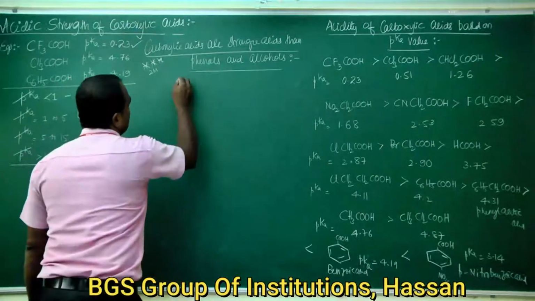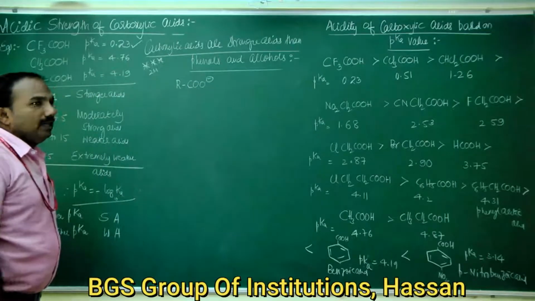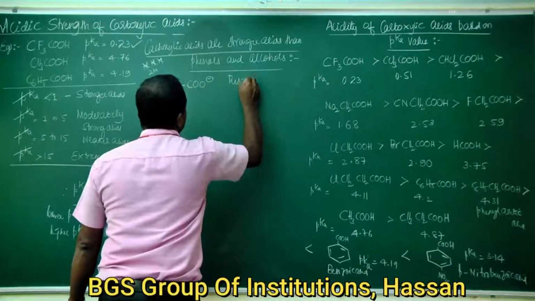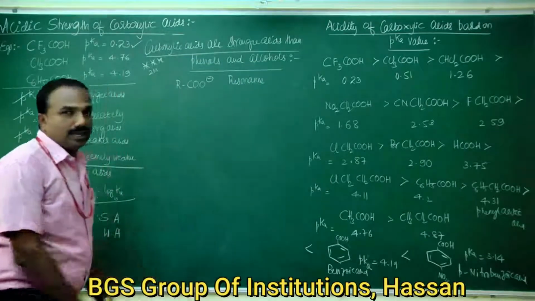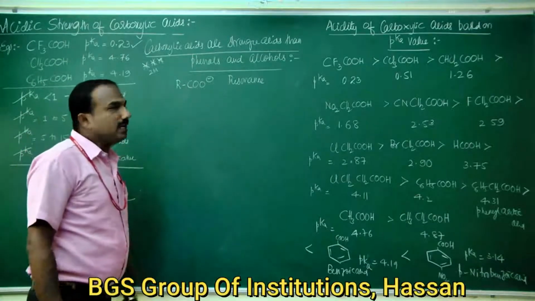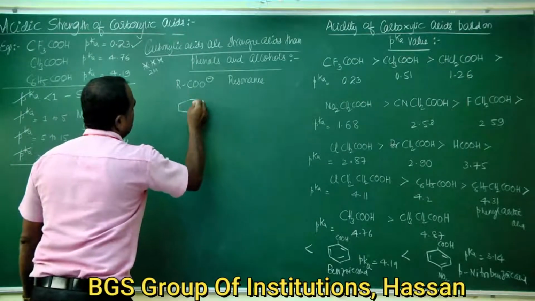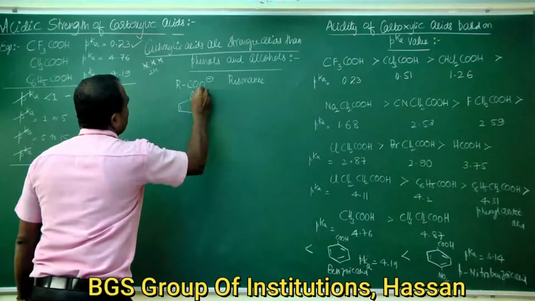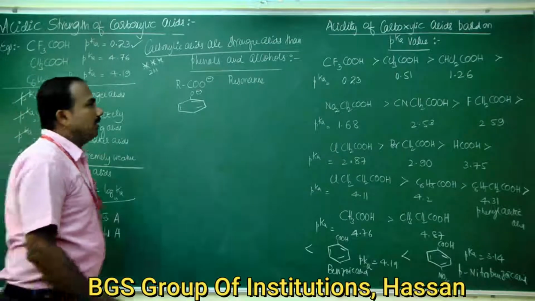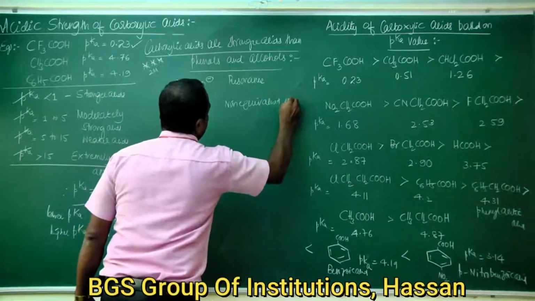the conjugate base, that is the carboxylate anion, is stabilized by resonance. It has equivalent resonance structures. But in phenols, the conjugate base, that is the phenoxide ion, has non-equivalent resonance structures.